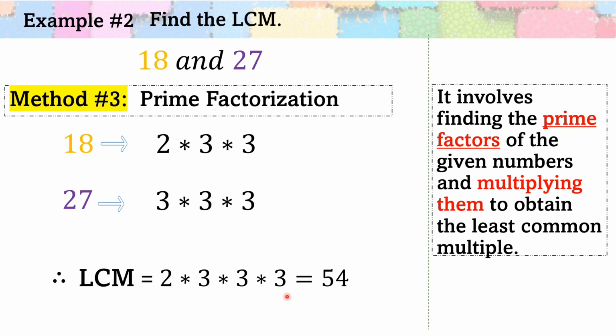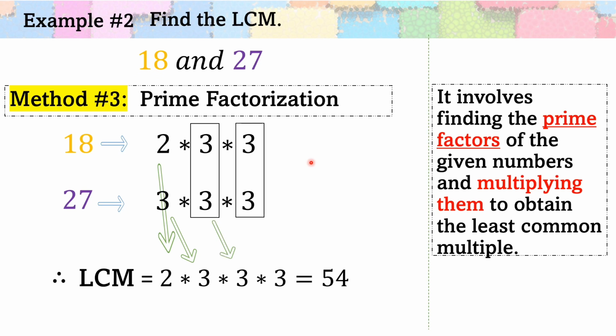So how did we get those? So as I've said, just copy 2 because it's not common. Just copy it down. And then of course the other 3. And then we have 2 pairs of common prime factors. So write each pair once, or copy each pair once. So therefore we have 2 times 3 times 3 times 3 is equal to 54.